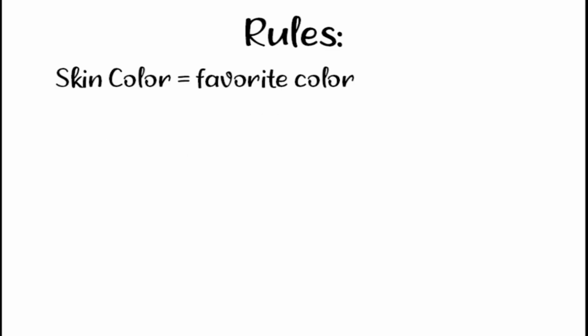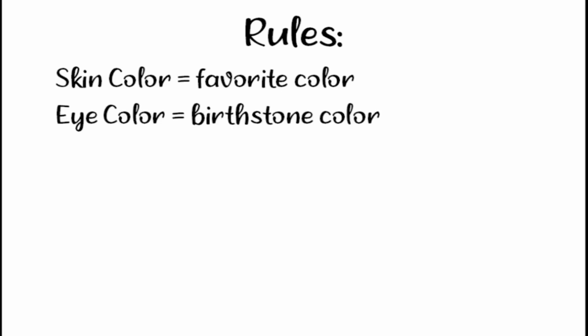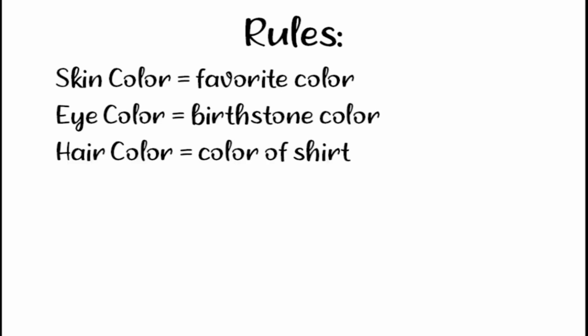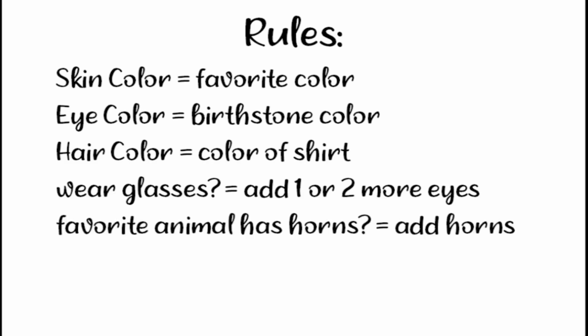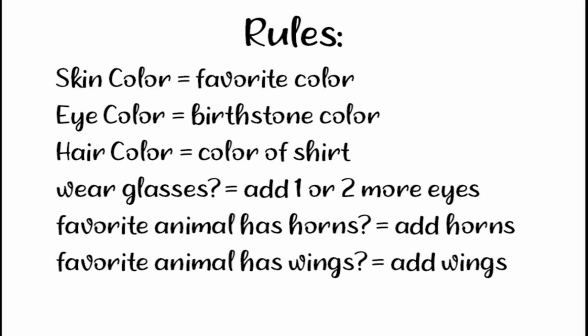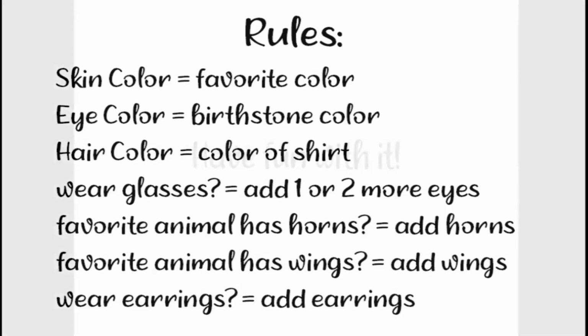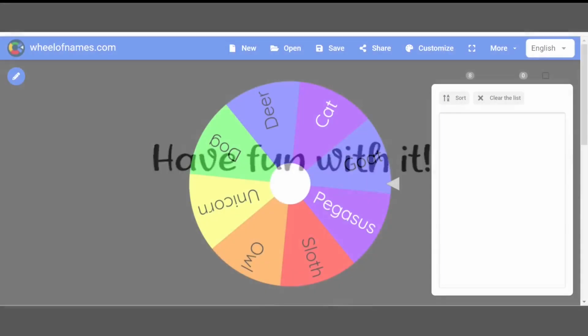Make the skin color your favorite color. The eye color the color of your birthstone. The hair color should be the color of your shirt. If you wear glasses, add a third eye or just another set of eyes. If your favorite animal has horns, add horns. Or if they have wings, then add wings. If you wear earrings, add those. And everything else is really up to you.